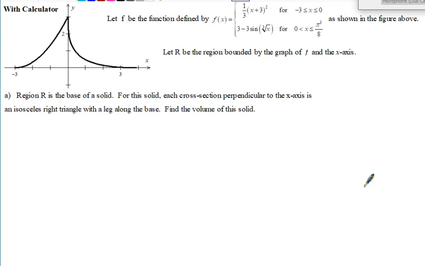These are the notes for AP Calculus on the topic of volumes with a flat base and known cross sections, continued. So this one we're going to look at with the calculator, and it's a little bit different. It says let f be the function defined by f of x is a piecewise function, (1/3 x + 3) squared, for negative 3 less than or equal to x, less than or equal to 0.